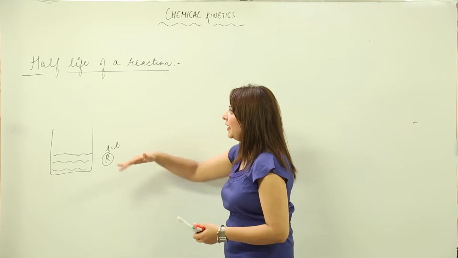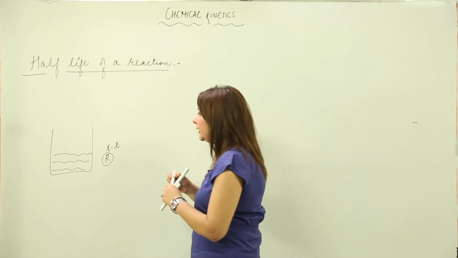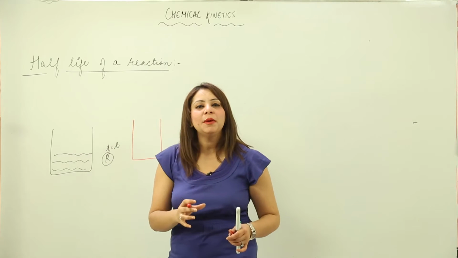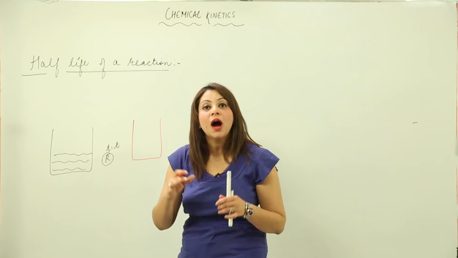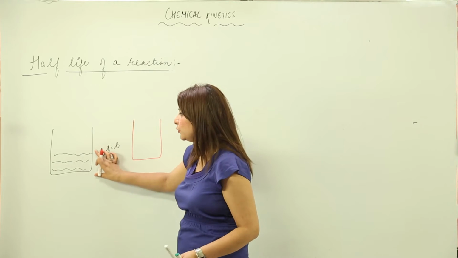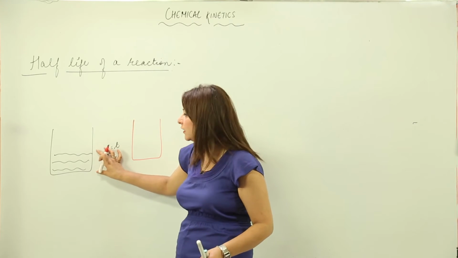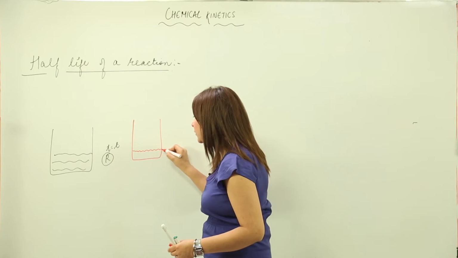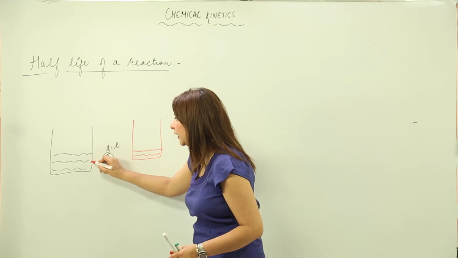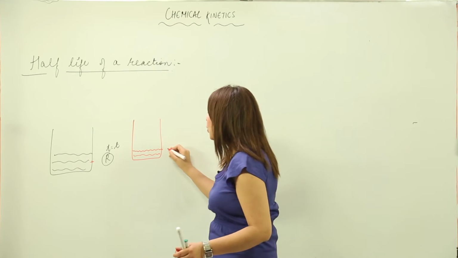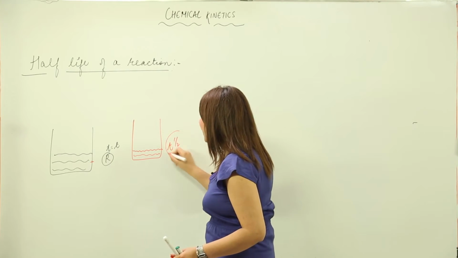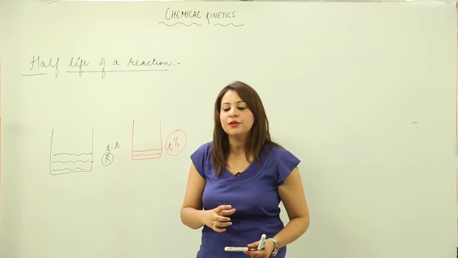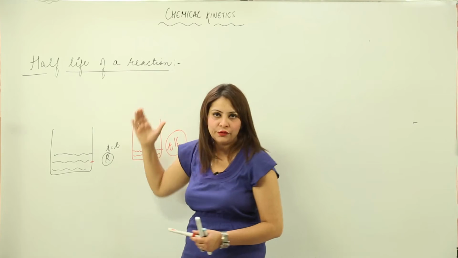By saying half-life of a reaction, I mean the time taken by the reactant, or you can say the time taken by the concentration of the reactant, to reduce to half. Suppose the concentration of reactant is this much, and it gets reduced to this, like it becomes half of the previous one. So, the time taken by the concentration of the reactant to reduce to half of its initial concentration is called the half-life of a reaction.